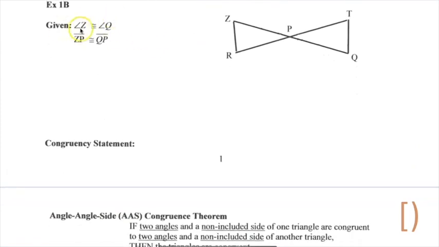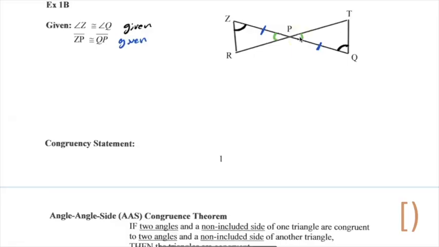Let's do another one right here. This one, they tell us angle Z is congruent to angle Q. Z goes with Q. I'll mark it off, that's given. And the next one they tell us ZP, so that's this one, is equal to QP, that's this one, given. Now I still only have an angle and a side. Luckily, we have vertical angles again. Hopefully you can see it right here. Those are vertical angles. Let's mark that off.